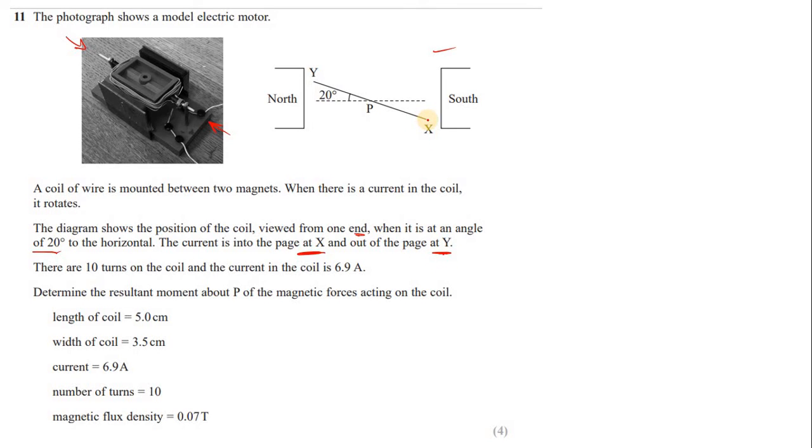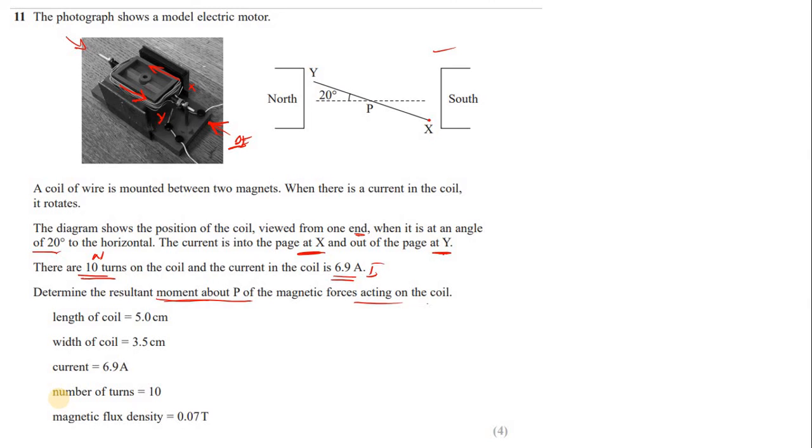So current is going into the page at X and then coming out at Y. That's the direction. And if you are observing from there, it is making some angle of 20 degrees. There are 10 turns in the coil, and the current is 6.9 ampere. Determine the resultant moment about P of the magnetic force acting, and we are given some data.